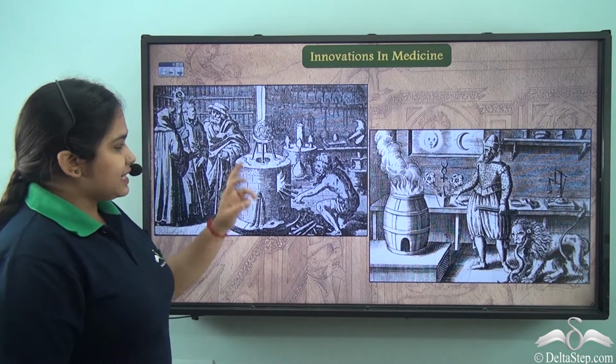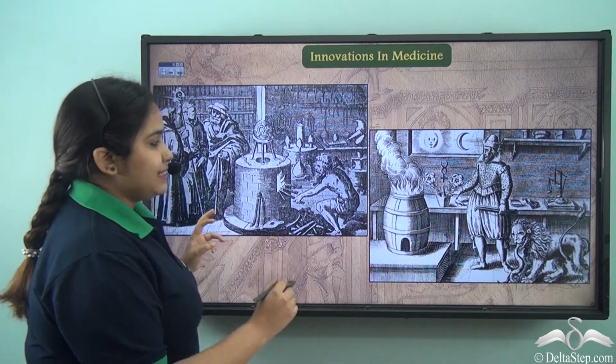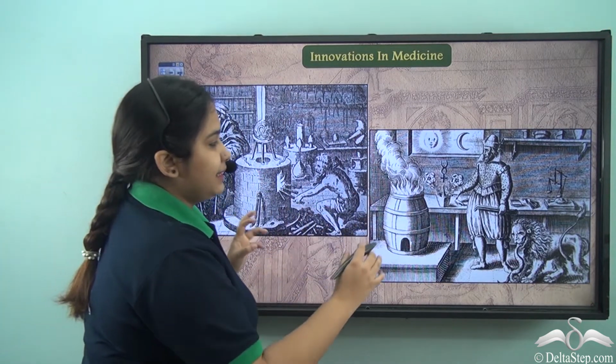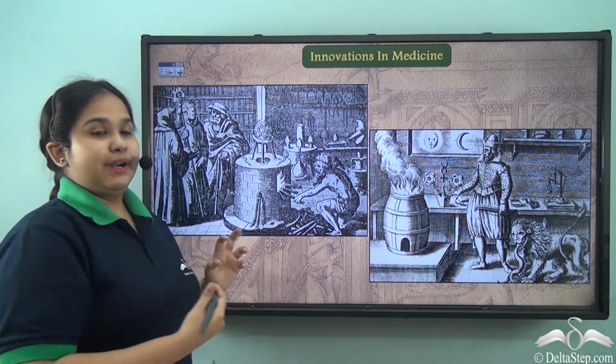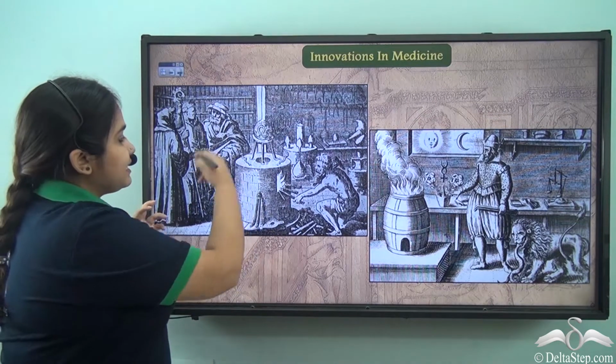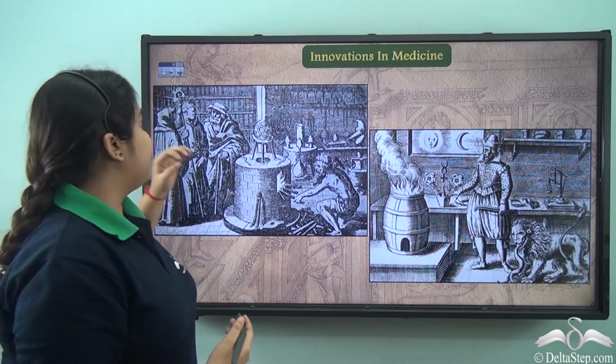If you look at these pictures, we see the various innovations in science that might have been taking place at a time. For example, this man here is experimenting with some kind of chemical. This is a sort of laboratory that was used for these testing purposes.